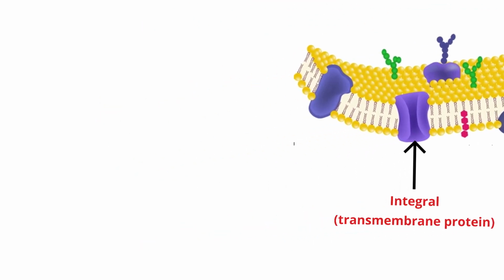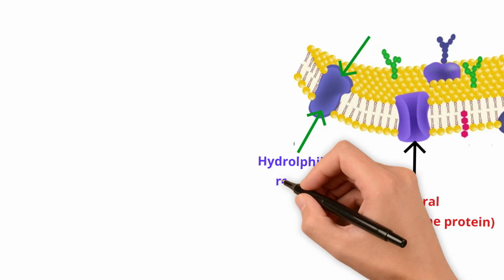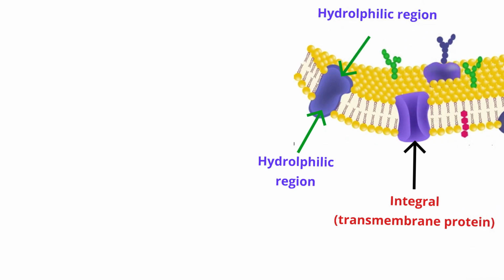If we examine the organization of transmembrane proteins, we see that they consist of three regions. Two hydrophilic regions, one on each side of the membrane, and a connecting hydrophobic region that spans the membrane. Importantly, transmembrane proteins cannot be separated from the membrane without disrupting the membrane itself.